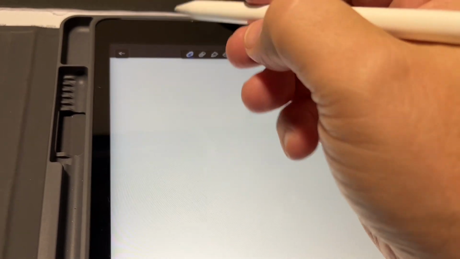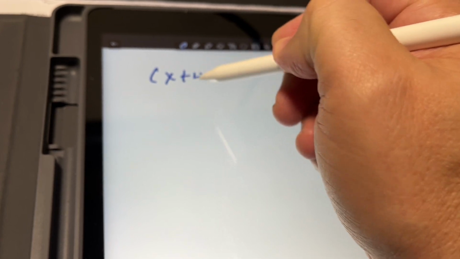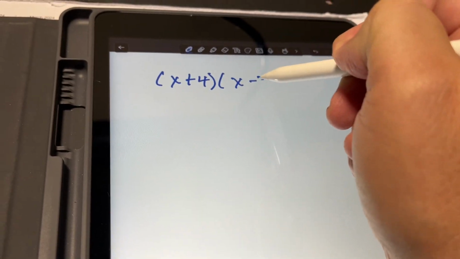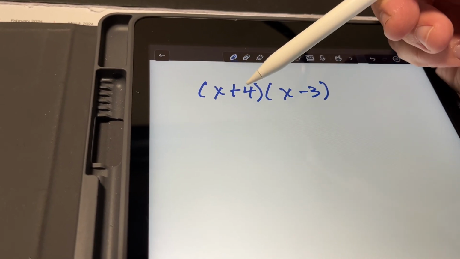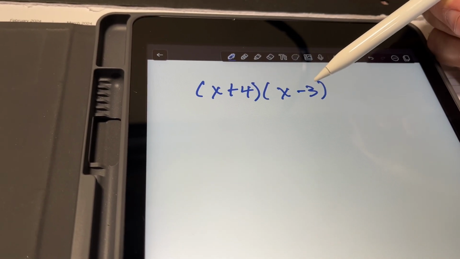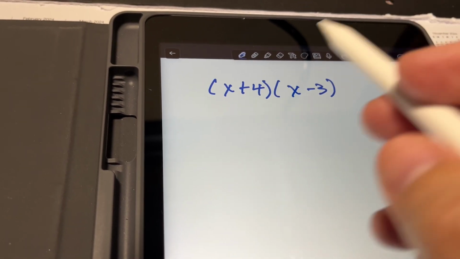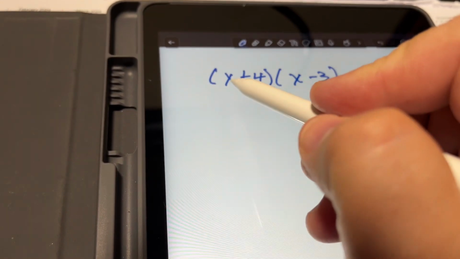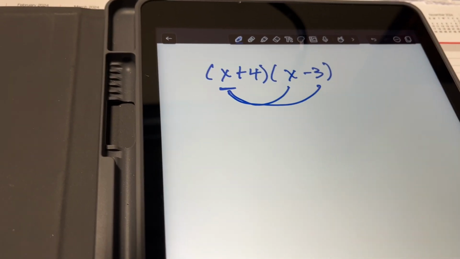Let's talk about multiplying binomials. So for example, let's start with something like this. It's called a binomial because we have two terms here and two terms there. Essentially, we're going to use the distributive property twice. We're going to take this and distribute it to those two terms.